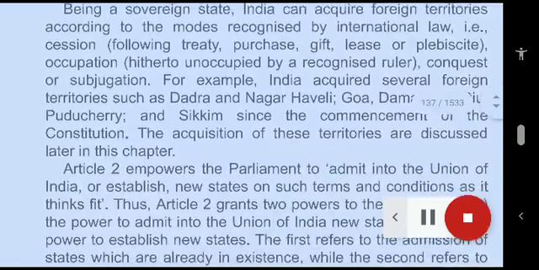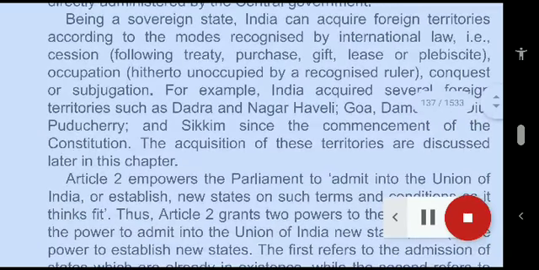Being a sovereign state, India can acquire foreign territories according to the modes recognized by international law, i.e. cession following treaty, purchase, gift, lease or plebiscite; occupation of territory hitherto unoccupied by a recognized ruler; conquest; or subjugation. For example, India acquired several foreign territories such as Dadra and Nagar Haveli, Goa, Daman and Diu, Puducherry and Sikkim since the commencement of the Constitution. The acquisition of these territories is discussed later in this chapter.